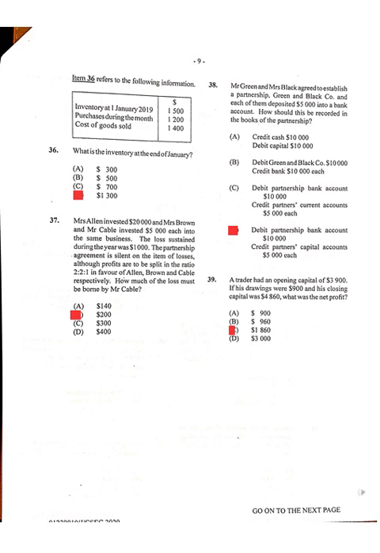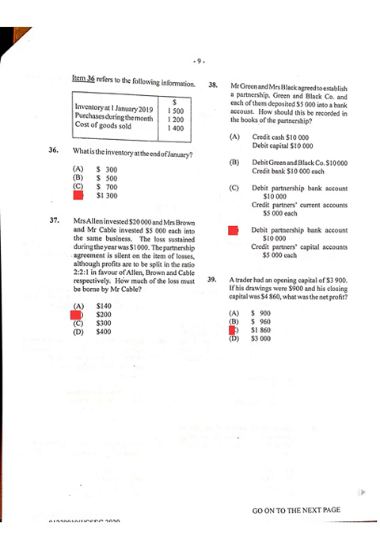37. Mrs. Allen invested 20,000. Mrs. Brown and Mr. Cable invested 5,000 each into the same business. The losses sustained during the year were 1,000. The partnership agreement is silent on the item of losses, although profits are to be split in the ratio 2 to 2 to 1 in favor of Allen, Brown and Cable respectively.